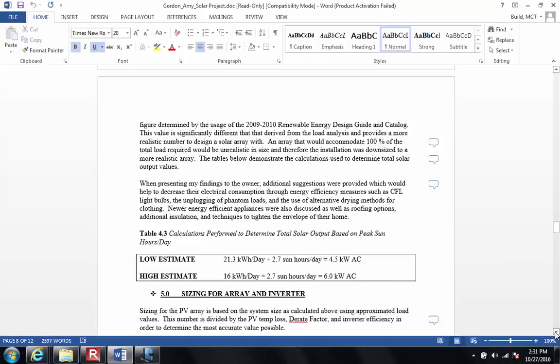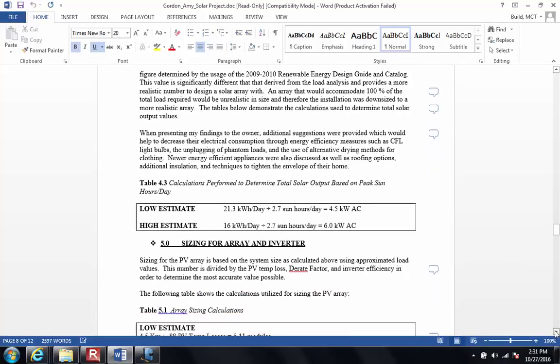So at the same time they were doing this, they were looking at suggestions of how to decrease electric consumption. Here, changing bulbs, unplugging the phantom loads, using other methods than an electric clothes dryer, energy efficient appliances, additional insulation, so all kinds of things to reduce their demand. But their calculations determined what they were going to get.